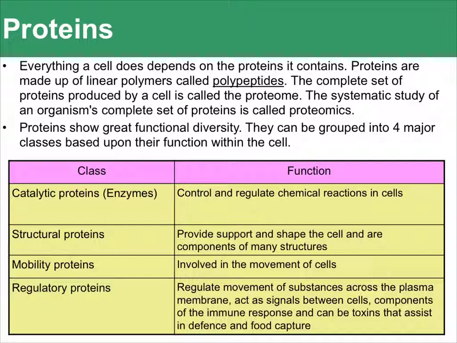Proteins show great functional diversity. We group them into four major classes based upon their function within the cell. Catalytic proteins, better known as enzymes, control and regulate chemical reactions in cells. Without enzymes, we would not be able to exist as we do, because our reactions would take too long to occur. Structural proteins provide support and shape the cell, and they are components of many structures. Mobility proteins are involved in the movement of cells, and regulatory proteins regulate movement of substances across the plasma membrane.